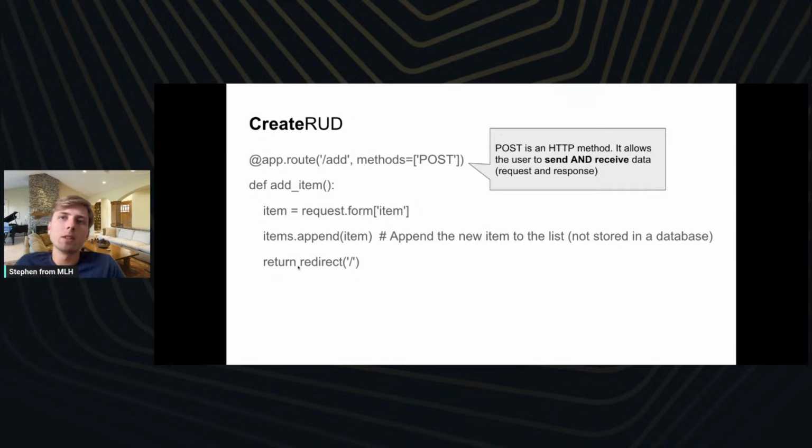And then we're going to return redirect and this forward slash here. So that slash is just going to be our home page. And so when we add a new item, we will actually want to redirect back to the home page. We don't want to stay on some other page, right? So that's why we implement that redirect there. And let's do this in the code editor so that you all can see.